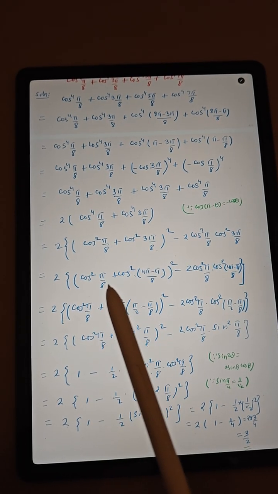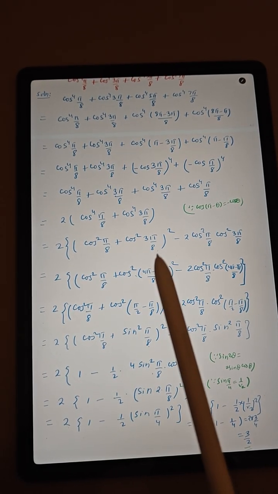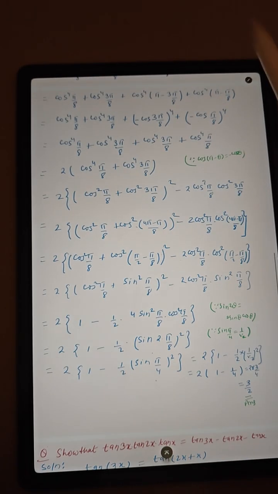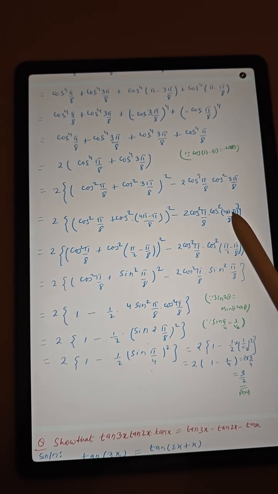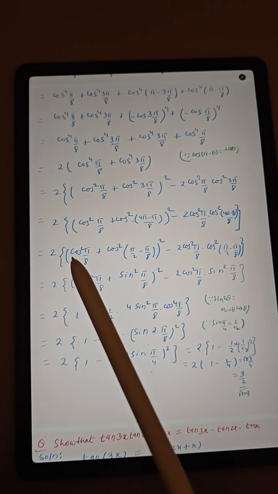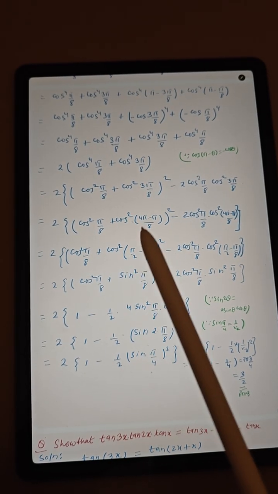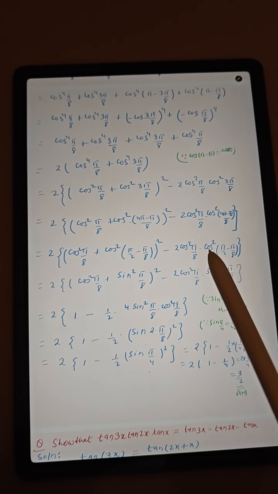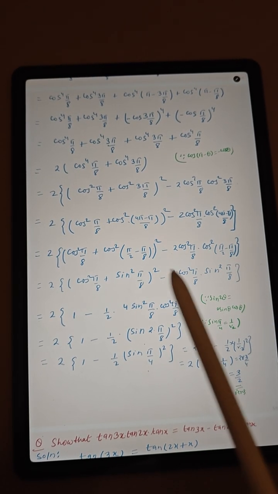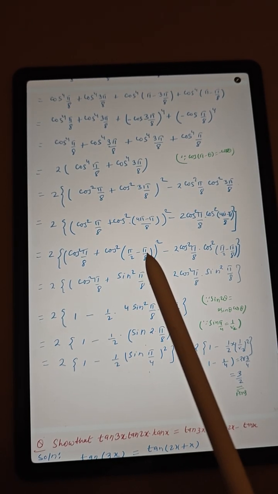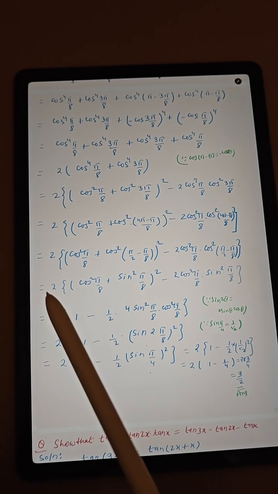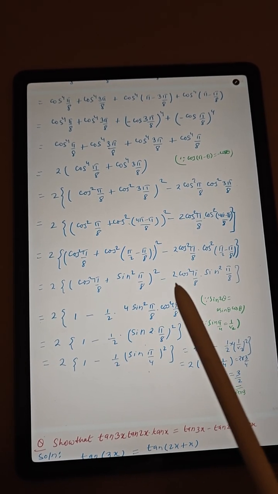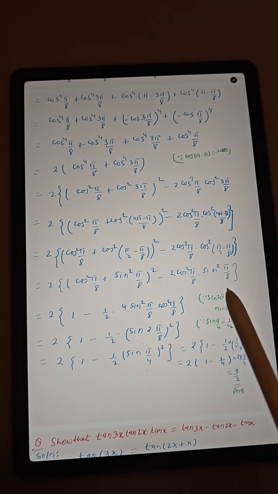Now this 3 pi by 8 can be written as 4 pi minus pi upon 8. Here also 3 pi by 8 can be written as 4 pi minus pi by 8. So next step, twice of cos square pi by 8 plus cos square pi by 2 minus pi by 8, and here also minus twice of cos square pi by 8 cos square pi by 2 minus pi by 8. So cos pi by 2 minus theta is sin theta. So your expression will be twice of cos square pi by 8 plus sin square pi by 8 whole square minus twice of cos square pi by 8 into sin square pi by 8.